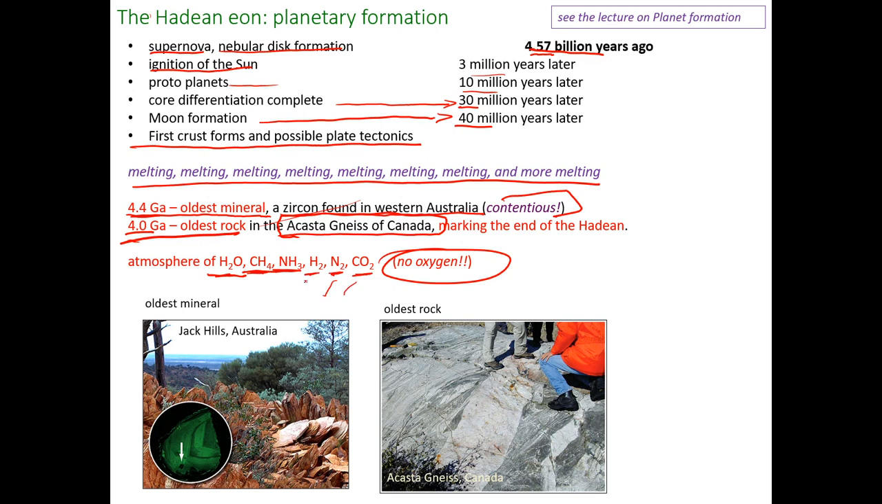We have CO2, N2, nitrogen, N2. That's right now 78% of our atmosphere, right? So we have a lot of these gases still. We still have a lot of water in our atmosphere, right? Our atmosphere is maybe 2% water. We still have methane in our atmosphere, right? So a lot of these things are around still, okay? But there was no oxygen, and that's a big deal.